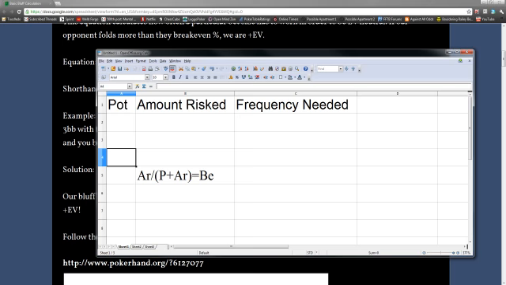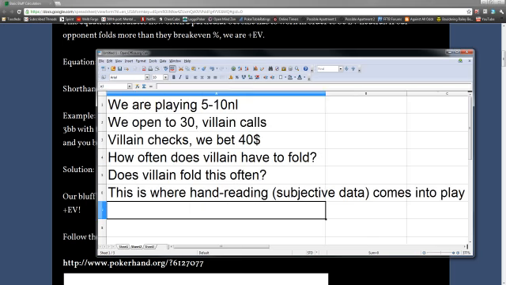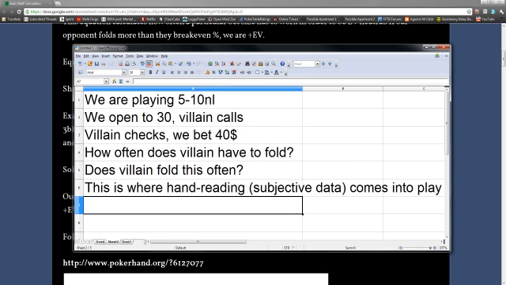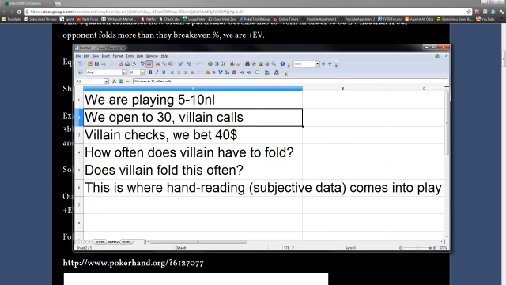Okay, here's another example, one that I came up with, and this one is going to illustrate how we can use this in analysis of a hand. We're playing 5-10 no limit, heads up, and we open to $30. Villain calls in the big blind. He checks, and we bet $40.